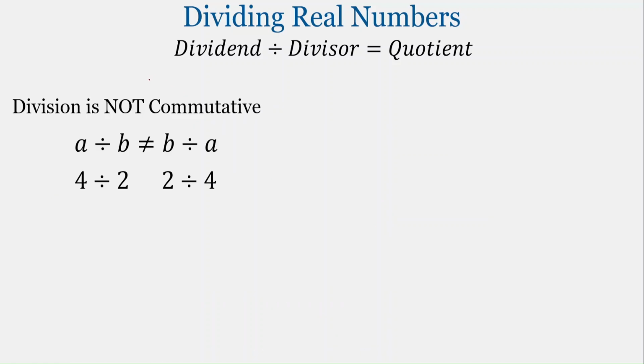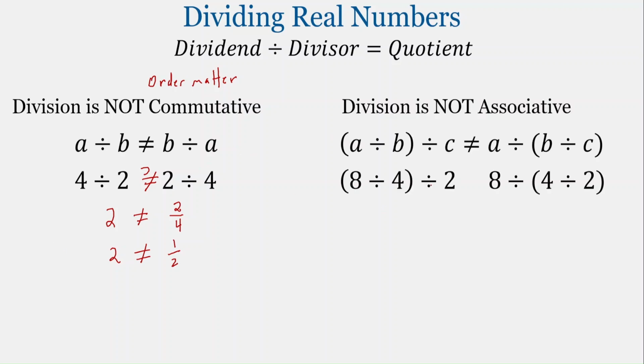Division is not commutative. The order matters. So a divided by b is not equal to b divided by a. An example here: if we have 4 divided by 2, well, that's 2. 2 divided by 4, well, that's 2 over 4, and that simplifies down to 1/2, and those two are not equal. Division is not commutative. The order matters.